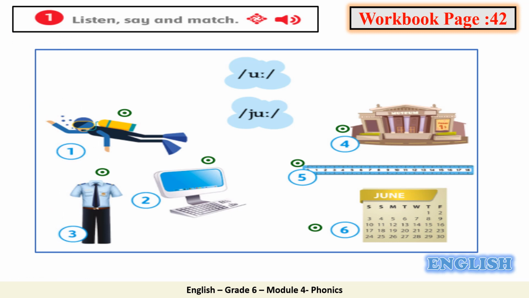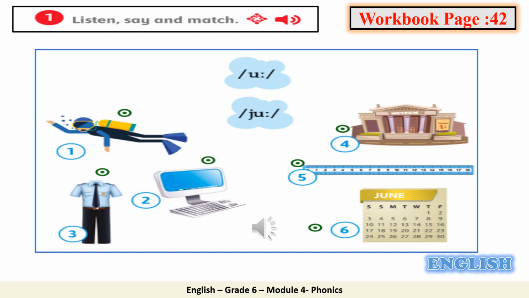Now, I'd like for you guys to go to the workbook, page 42, and get ready with your pencils because you're going to listen, say, and match. You're going to match the oo and u sounds with the correct pictures. All right, let's start. Workbook, Module 4, Phonics. 1. Listen, say and match.